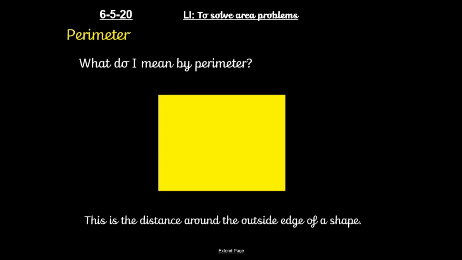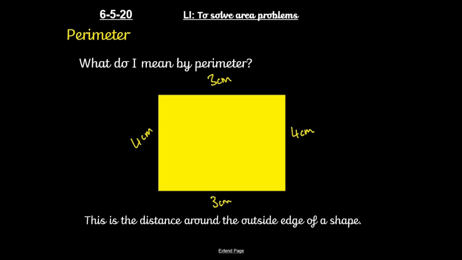So, first of all, a little question for you to think about. What do I mean by perimeter? Well, of course, that is a distance around the shape. So, for example, if this was 3 centimeters, 4 centimeters, again, not to scale, 3 centimeters and 4 centimeters, of course, I would just add them all up, or I'd add two sides up and times by 2.